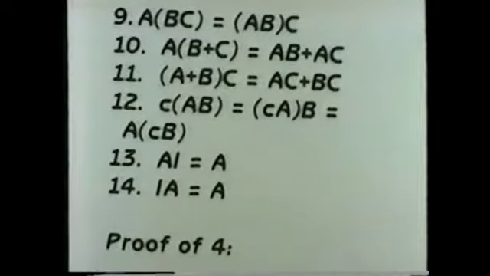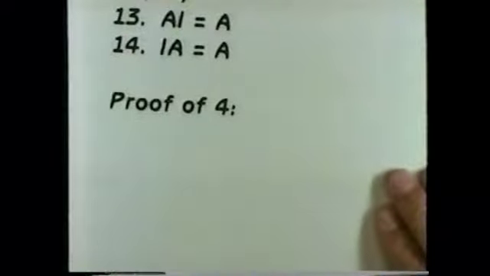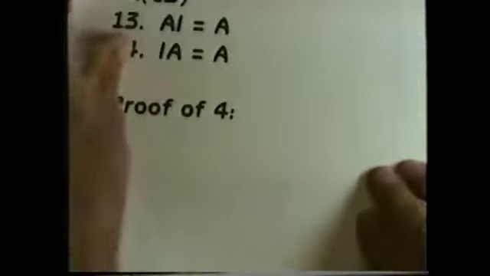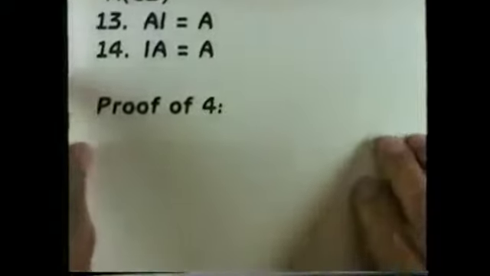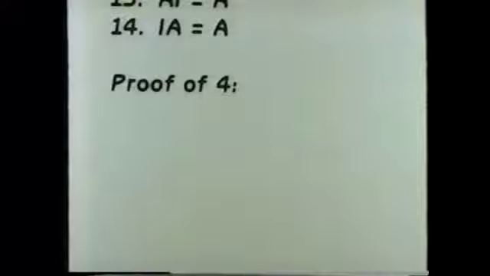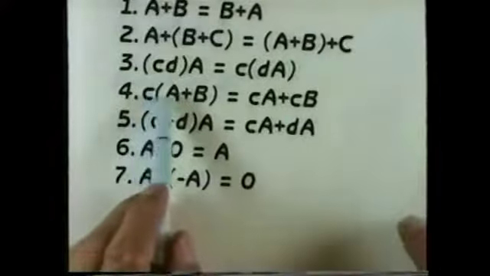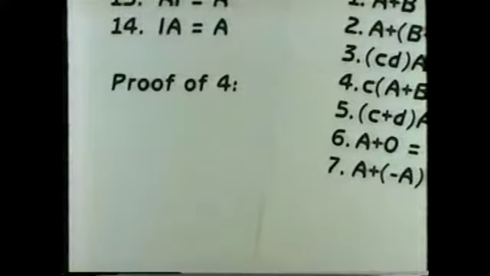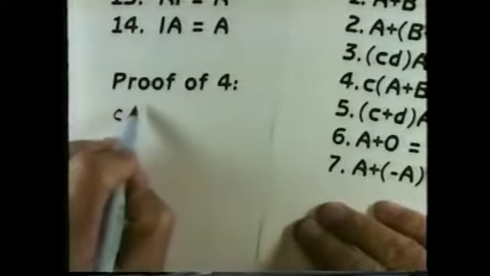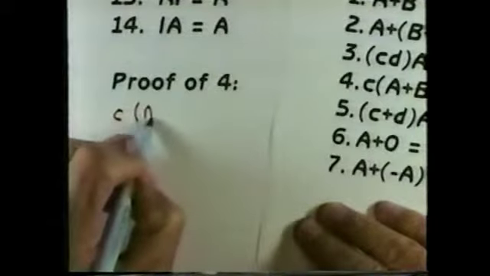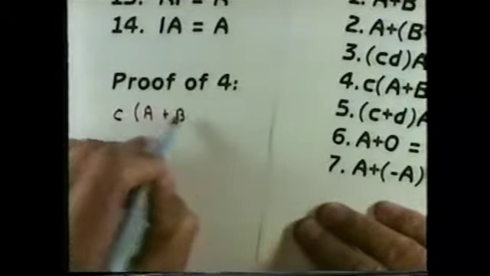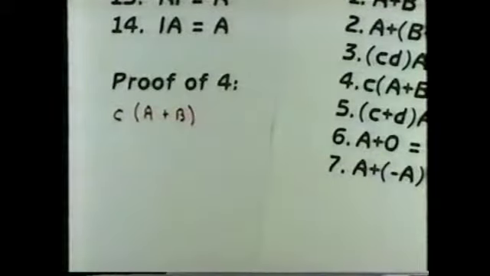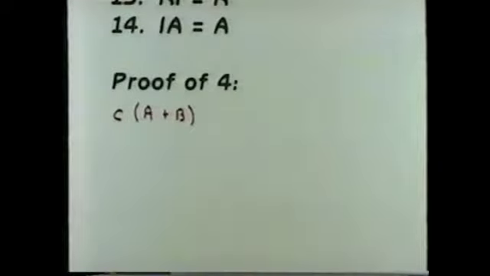Well, let's look at one of the proofs. Let's look at proof of property 4. Now, I'm not going to prove all of them for you. I'm going to prove a couple just to get you used to how to do proofs. Let's go back to property 4. And this was the distributive property of scalar multiplication. So we have the scalar C multiplied by matrix A plus B. So I'll start with the left side, C times A plus B.